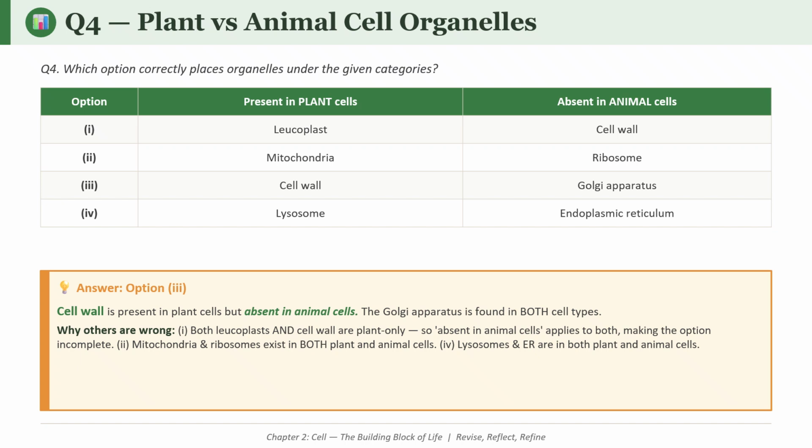So the cell wall is present in plant cells but absent in animal cells. The Golgi apparatus is found in both cell types. So why are the other options wrong, children? In the first option, both leucoplast and cell wall are present only in plants, so they are absent in animal cells, so it does not apply to both, making the option incomplete. Right? Mitochondria and ribosomes exist in both plant as well as animal cells. Lysosome and endoplasmic reticulum are also present in both plant as well as animal cells.